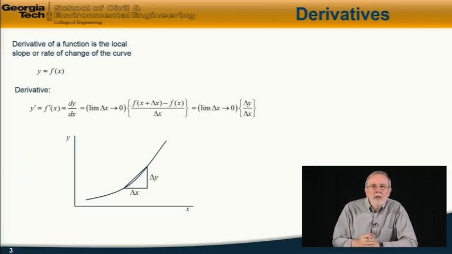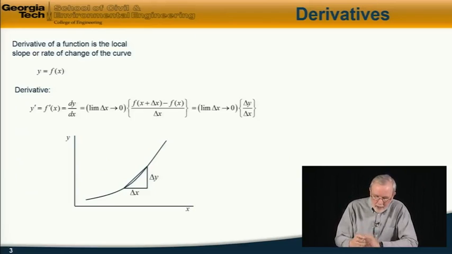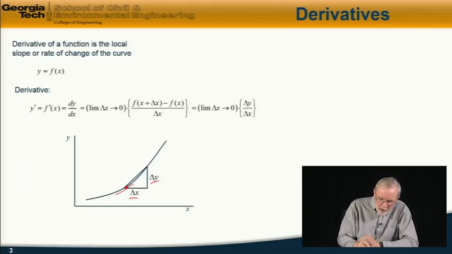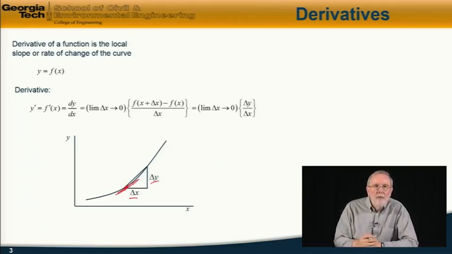So, for example, if I have some function y of x like this, and I'm interested in computing the gradient at this point, then the derivative is delta y divided by delta x. And in the limit, as delta y and delta x tend to 0, this tends to the slope of the gradient of the function at that point.